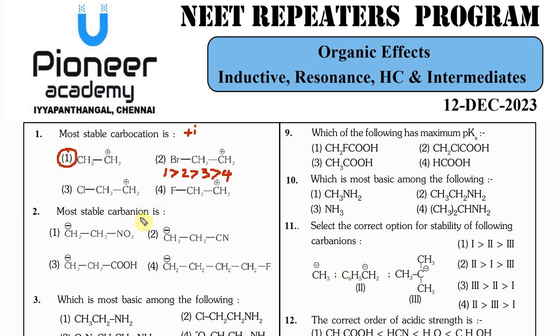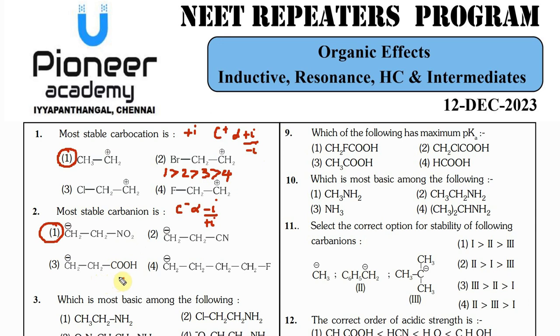On the other hand, here they have asked about carbanion. For this, minus I is important for us. Carbanion stability is proportional to minus I and inversely proportional to plus I. Whereas for carbocation, it's proportional to plus I and inversely proportional to minus I. So here it is minus I, minus I, minus I, minus I, but they're giving you different groups. I have given you the order. NO2 is the strongest.